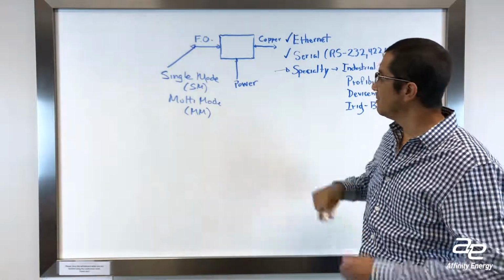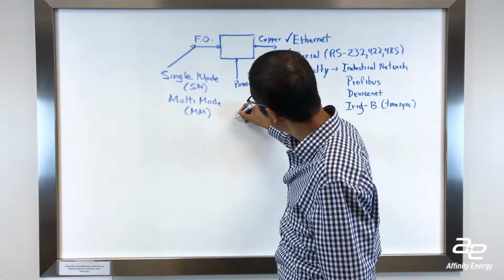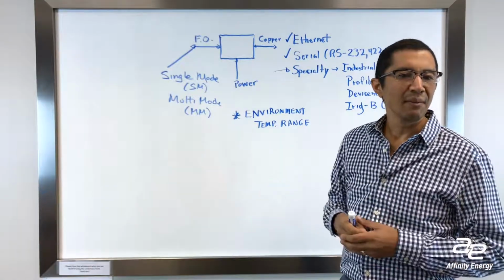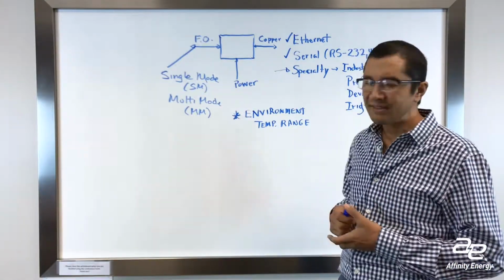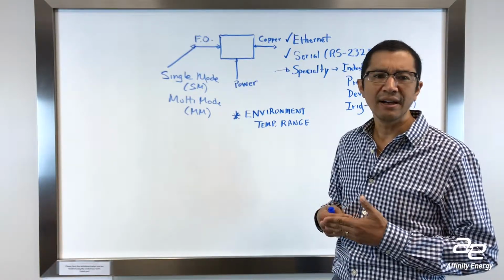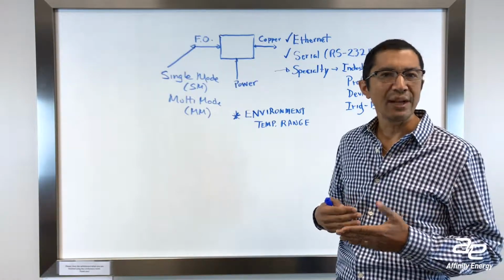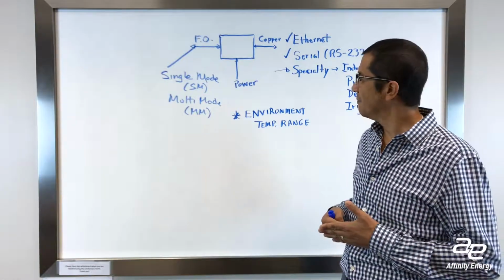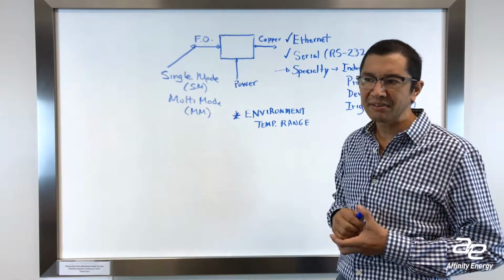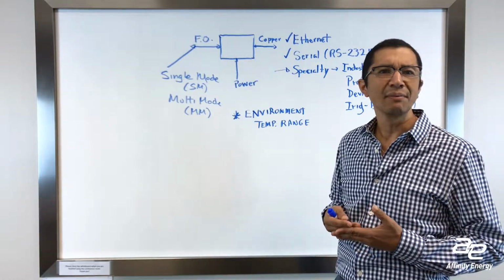The other thing that's going to be very important in your selection is understanding your environment. The more extreme your environment, the more expensive the products. Understanding whether it's protected from dust is another criterion that should be evaluated in selecting a media converter. But temperature range is by far probably the most significant parameter when looking at the environment.